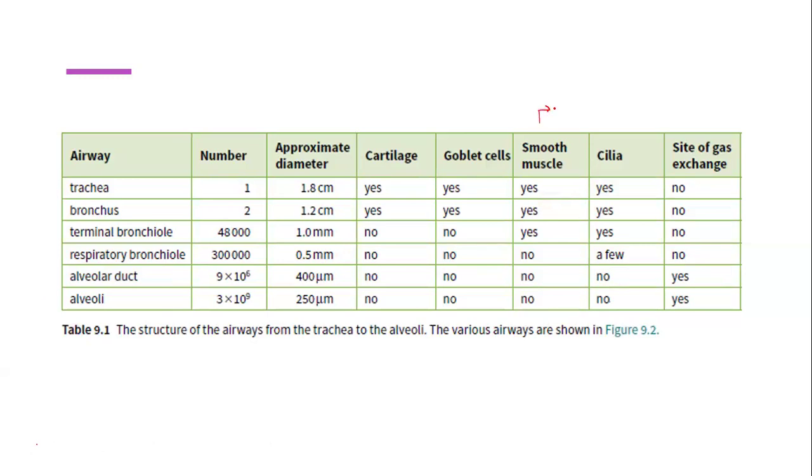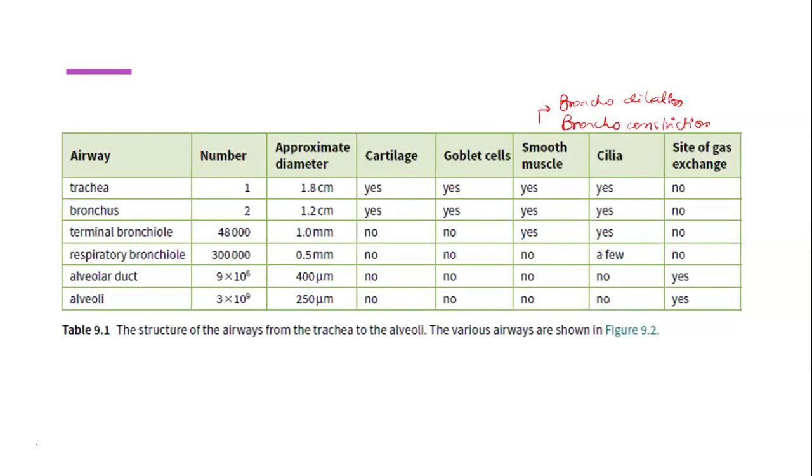So we need it for bronchodilation and bronchoconstriction. If I want to make the bronchus dilated, or if I want to make the bronchus constricted, the smooth muscles are what's going to be helping. The trachea also has cilia on it, okay? But it is not a site for gas exchange. No exchange of carbon dioxide and oxygen will happen in the trachea. They will happen elsewhere.